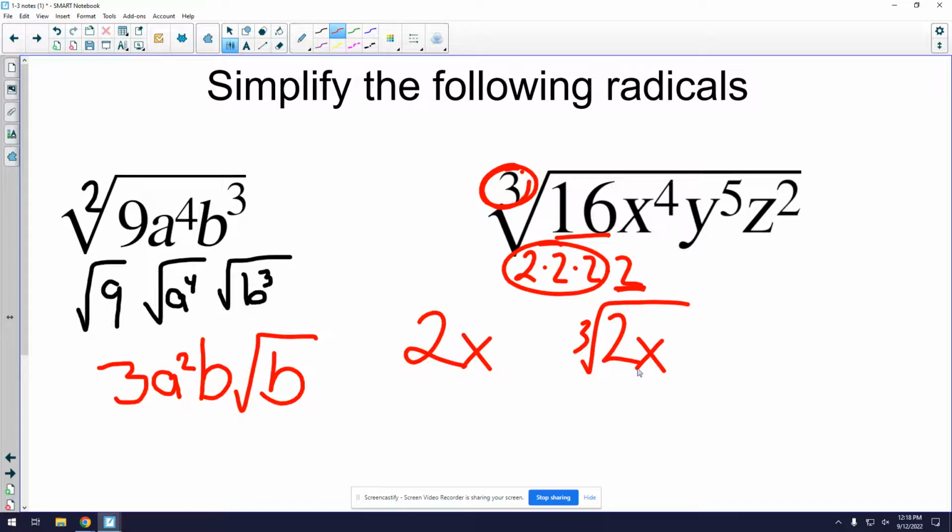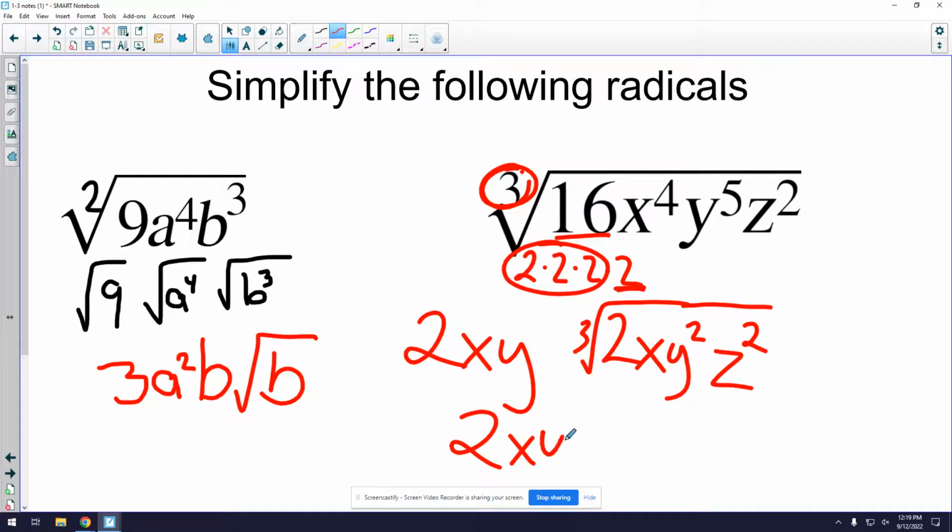y to the 5th, well, we need groups of 3. We have one group of 3. And how many are going to be left over? We're going to have 2 left over. And z to the 2nd, we need groups of 3. Well, we don't have any groups of 3 for that, so none of them can come out. We're just going to leave this z squared underneath. So to rewrite this nicely, it's one big answer: 2xy, and then the cube root of 2xy squared z squared.